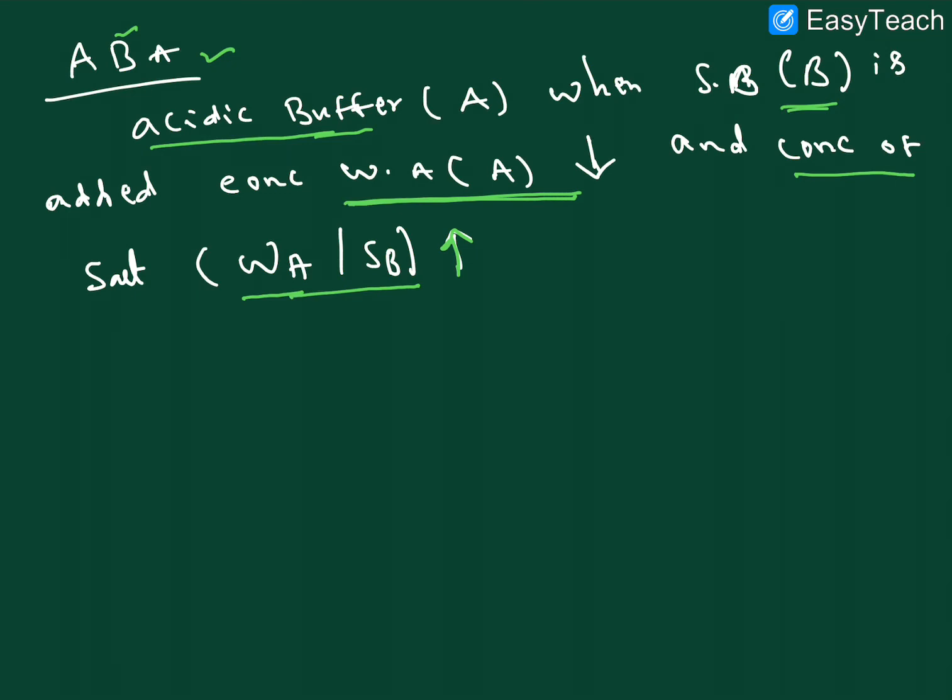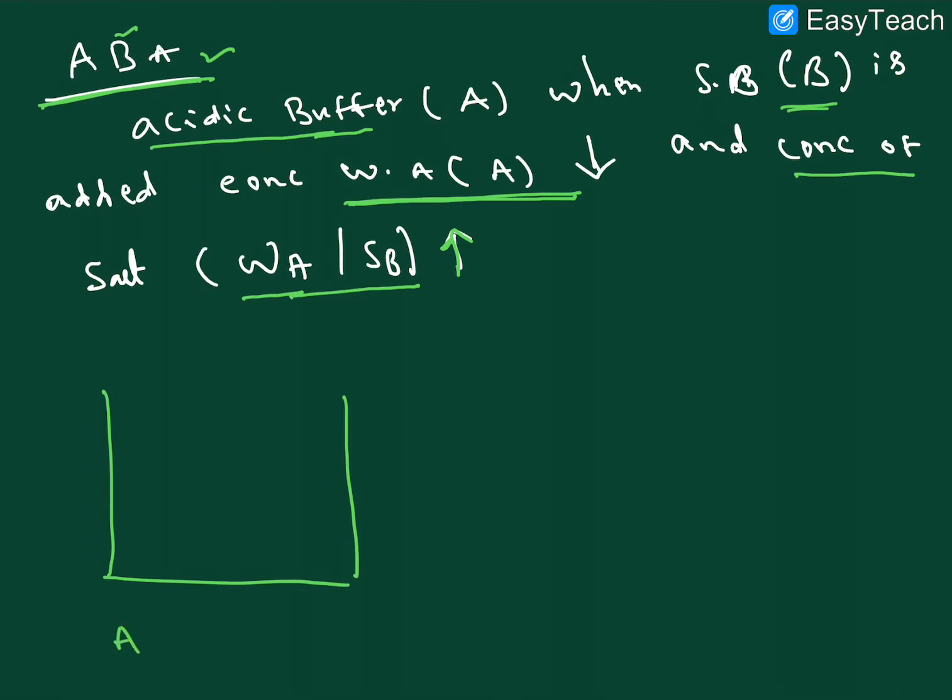This is ABA. Whenever a strong base is added to the acidic buffer solution, the simple trick is ABA: A is the acidic buffer, B is the strong base being added. And what happens here? The acetic acid concentration decreases, and the concentration of the salt of weak acid and strong base increases. I hope it is very clear, right?